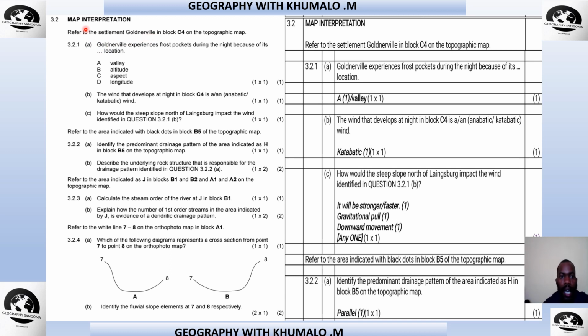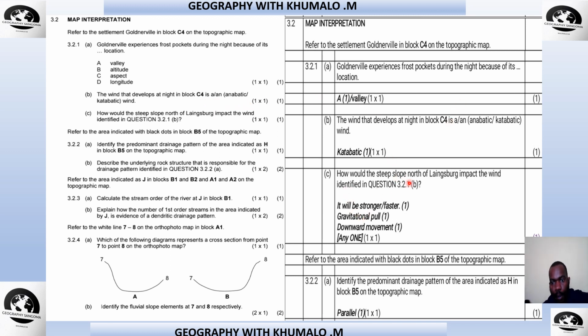3.2, grade 12, it's map interpretation, and it contributed 12 marks. Now 3.2.1, Goldenville experiences frost during the night because of its location. So we are referring to the settlement of Goldenville. The answer to that one is a valley location. B, the wind that develops at night in block C4 is katabatic wind.